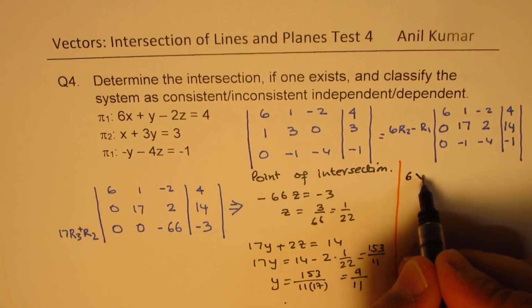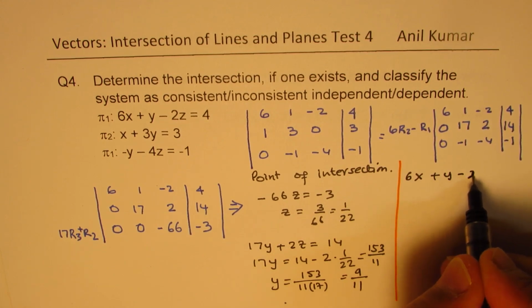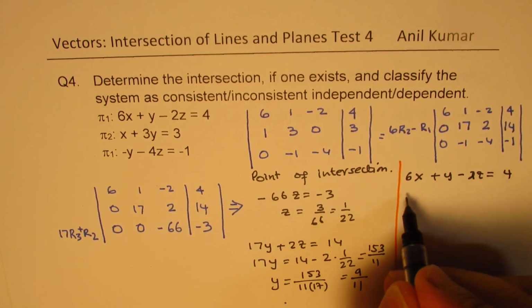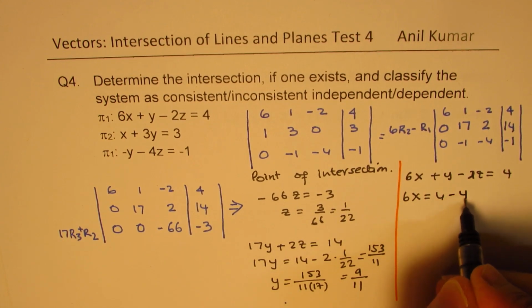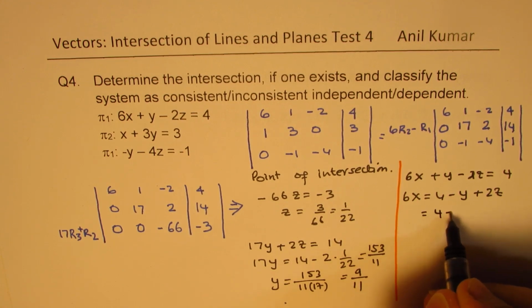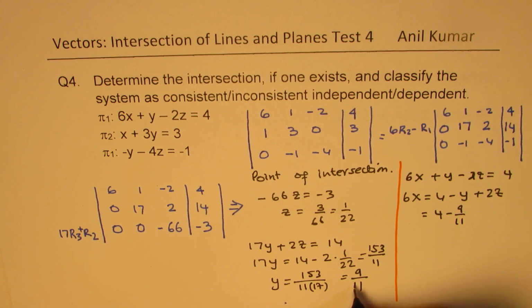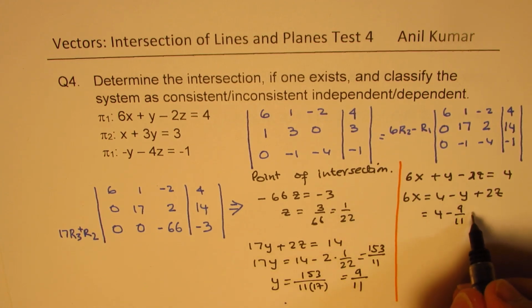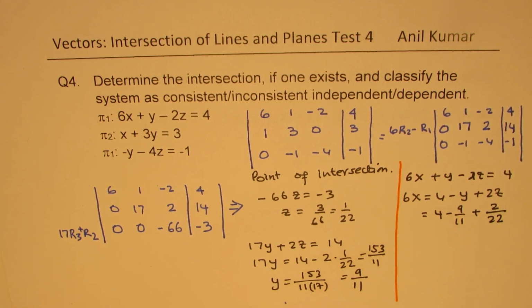We get 6x plus y minus 2z equals 4. So we have 6x equals 4 minus y plus 2z, right? So we have this as equals 4 minus y, where the y value is 9 over 11 and the z value is 1 over 22. So we write this as plus 2 over 22, right? So which is how much?